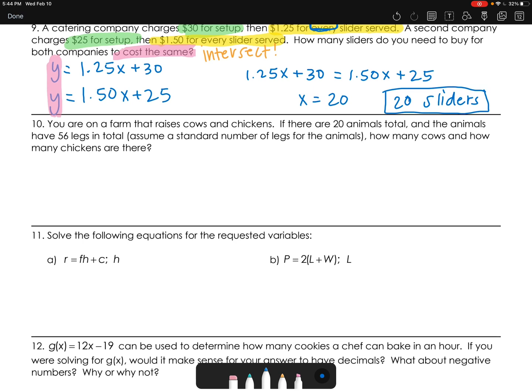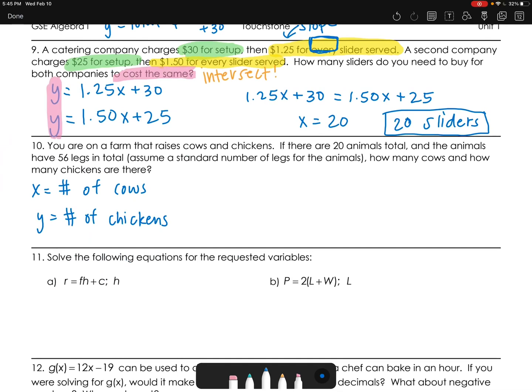Okay, next one. Let me make sure I define my variables this time. You're on a farm that raises cows and chickens, 20 animals total, and the animals have 56 legs. Assume a standard number of legs for the animals. How many cows and how many chickens are there? Okay, let's define our variables. So we have x number of cows, and y is going to be the number of chickens. I know that there's 20 animals in total, and the animals have 56 legs in total, too. So now you need to think, okay, 20 animals total, so that means the number of cows plus the number of chickens is going to equal 20, right? And now we have to deal with legs. Okay, well, how many legs does a cow have? 4. So 4x. How many legs does a chicken have? 2. 2y equals 56, okay?